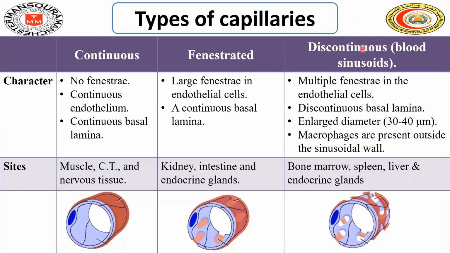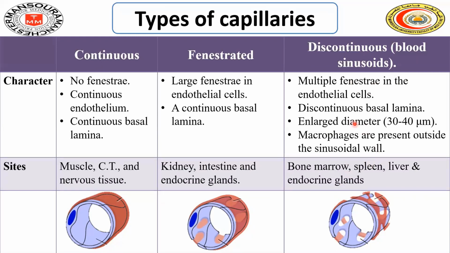The third type of capillaries is called discontinuous, or again, we call it blood sinusoids. This type is characterized by having multiple fenestrae in the endothelium. So at this point, it's similar to fenestrated. The endothelium has fenestrae, here you can see them. These are the holes present in the endothelial cells. But at the same time, the basal lamina surrounding it is also discontinuous.